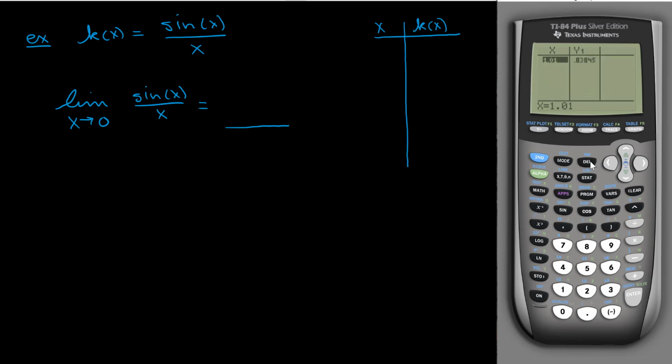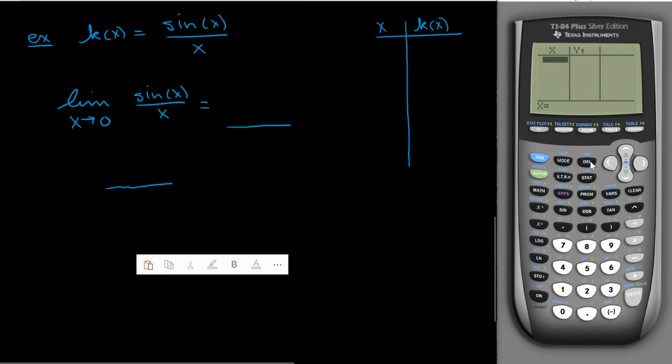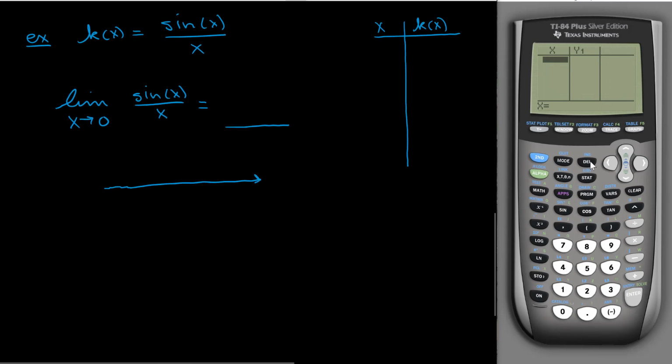There we go. Before I start entering values in or deciding what values I want to use in my table, to protect myself from making a mistake and heading in the wrong direction, I'm going to draw a number line. The value I'm interested in is 0. To the left is -1. To the right is +1.